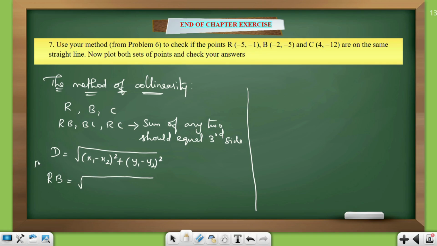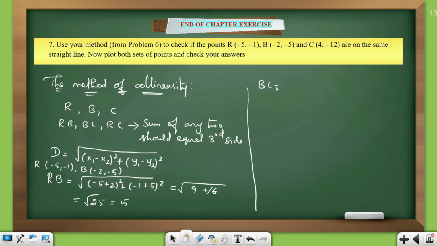The point A is (-5, -1) and the point B is (-2, -5). So x1 minus x2 is minus 5 and minus of minus 2 will be plus 2, giving minus 3. Same for y, minus 1 minus of minus 5 will be plus 5. Under root, this will be minus 3 square which is 9 plus 4 square which is 16, and the under root of 25 is equal to 5 units. So we found the distance of AB.